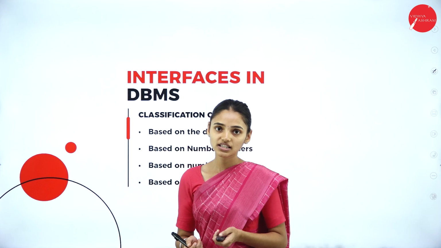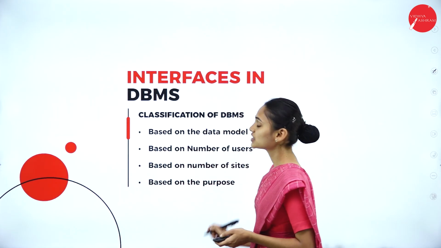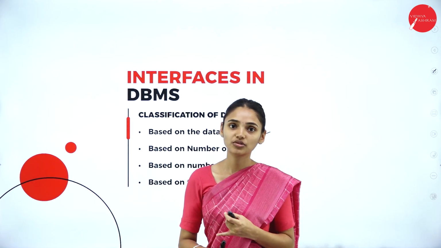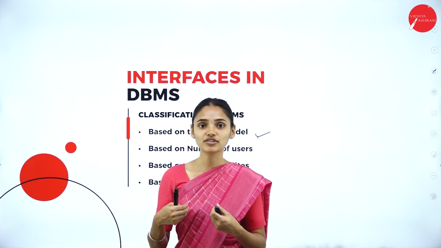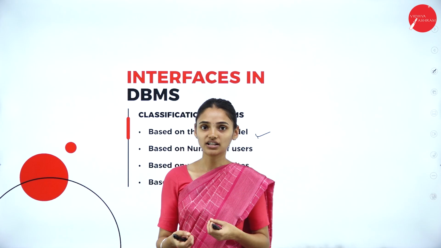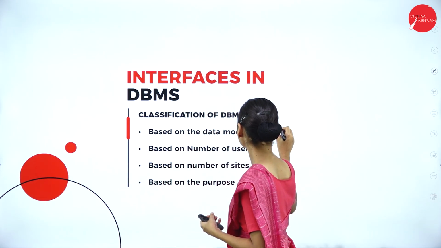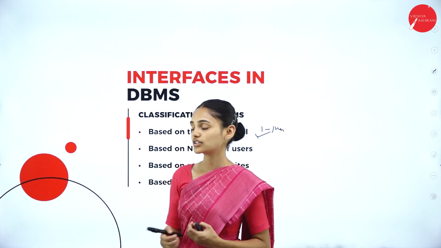Next is the classification of DBMS. Here we have classification of DBMS based on the data model. Based on the data model, we have the network data model and the hierarchical data model. In the hierarchical data model, the data is in the form of tree structures. For example, a parent has a child, that is the hierarchical data model, and it is for one to many. In network, it's for many to many. A parent has many children, that is the network data model.